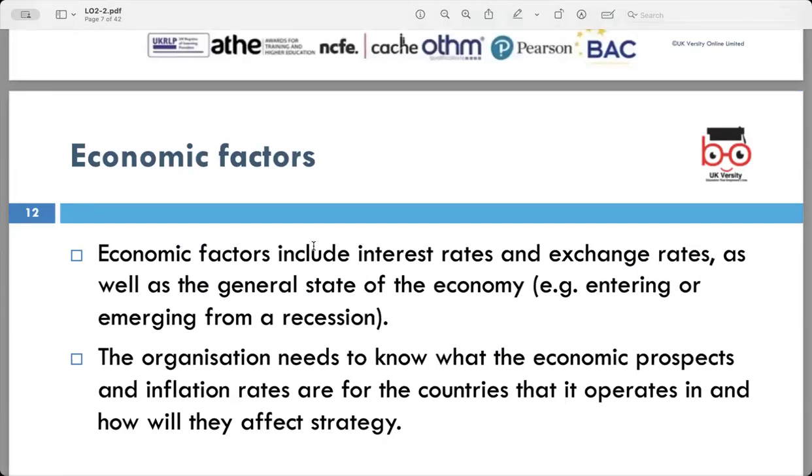Economic factors: a number of economic factors are taken into consideration, such as interest rates and currency rates, as well as the overall status of the economy, such as whether it is coming out of a recession or entering one.